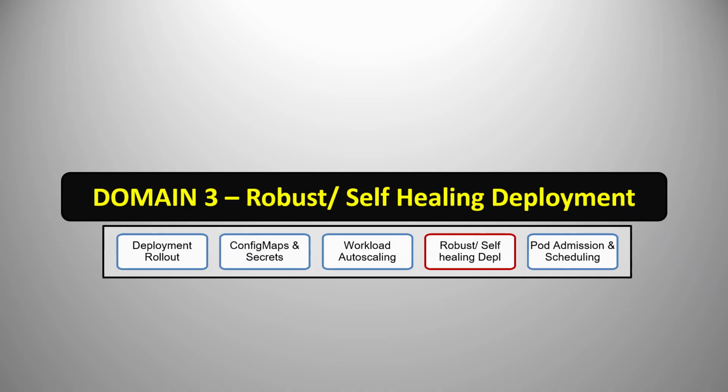Here we are looking at one of the key domains of CK certification, domain 3, robust and self-healing deployment. This section is all about making sure your applications stay online no matter what happens, like node crashes, pod failures, container restarts. Kubernetes has your back. And the best part is many of these features are built in and automated. You just need to know how to configure them properly.